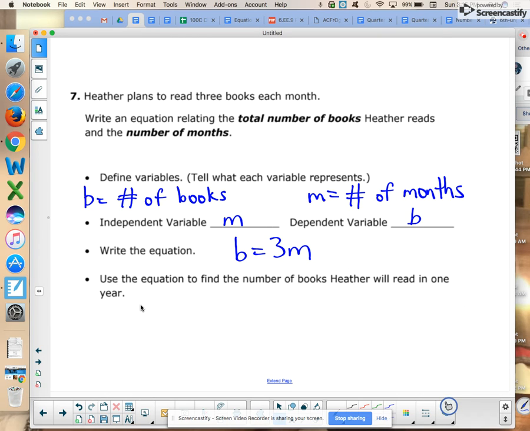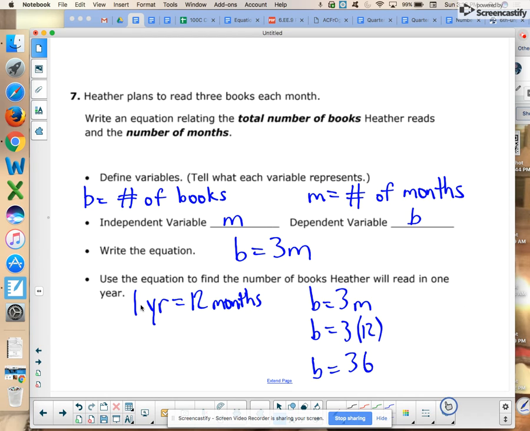So now we're going to use this equation to figure out how many books she's read in 1 year. So since 1 year is equal to 12 months, we can substitute 12 in for our variable M and get B is equal to 3 times 12. Notice that it's not 3, 1, 2, but it's 3 times 12. And that answer is that Heather will read 36 books.